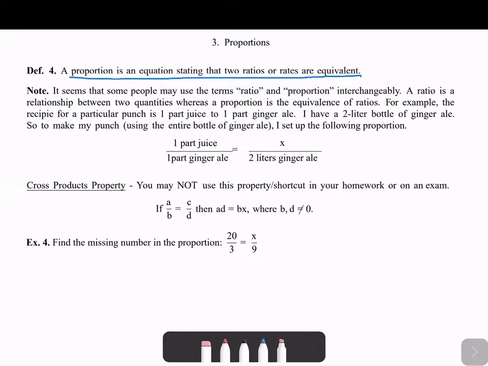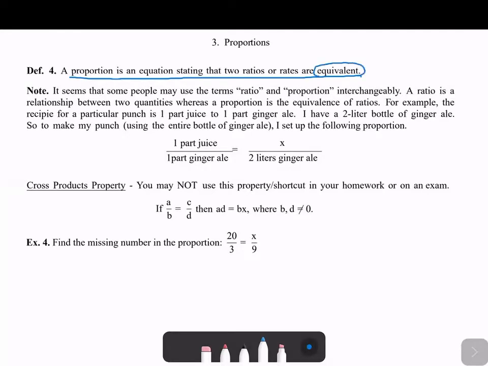So a ratio and a rate are just a value, right? We can write it as a fraction or with a colon or with the words, but it's just kind of a term. And then a proportion is an equation stating an equivalence of two of those terms. One thing to note is that people sometimes use the word ratio and proportion interchangeably, but they're not the same. And it's all because of this equivalent condition right here.